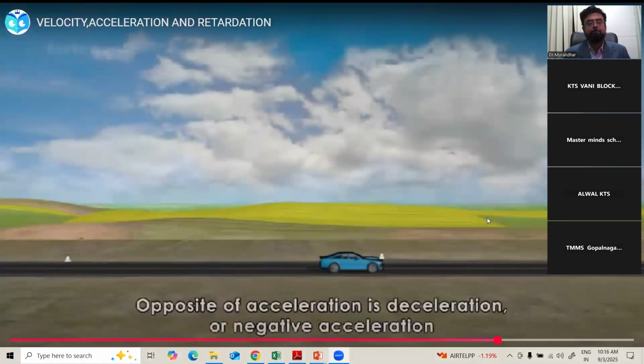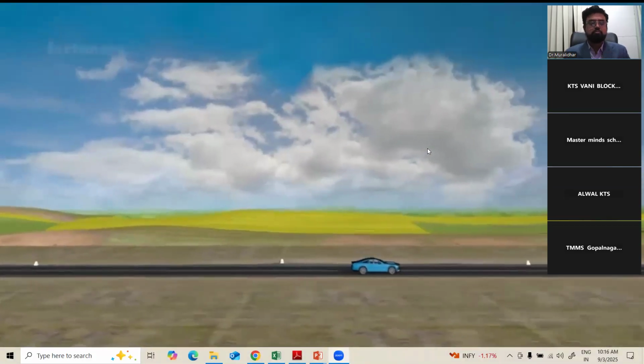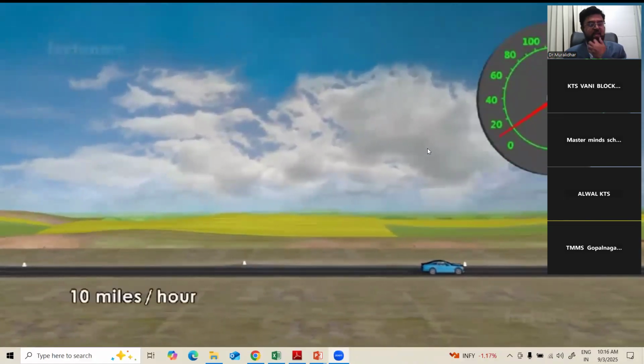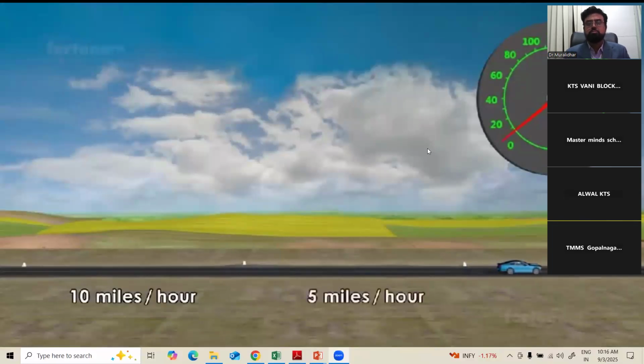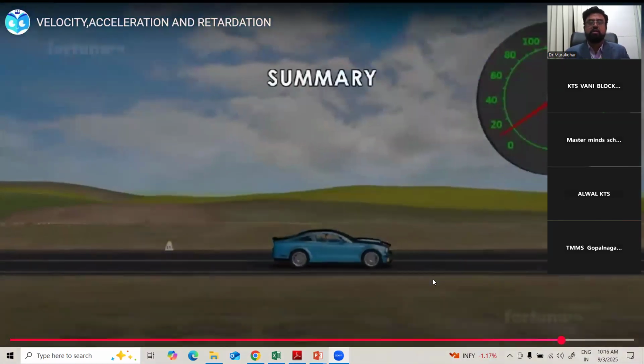The opposite of acceleration is deceleration or negative acceleration, which means we are decreasing the velocity. If the car begins its trip at a velocity of 10 miles an hour and ends at a velocity of 5 miles per hour, we would say the car has decelerated. Decreasing of speed.